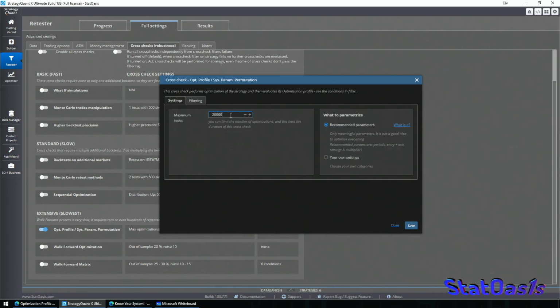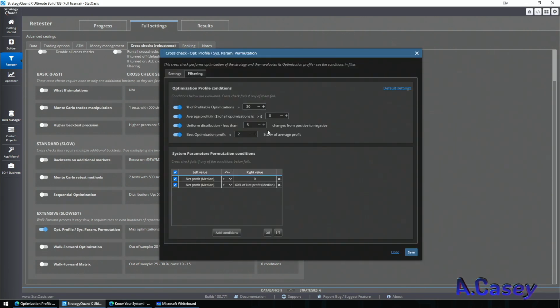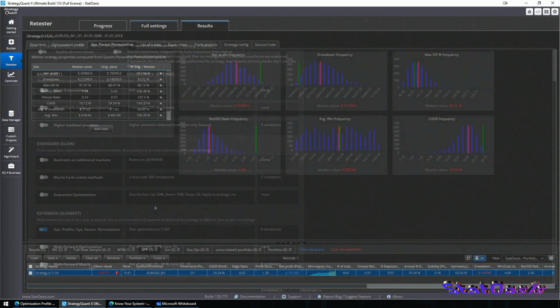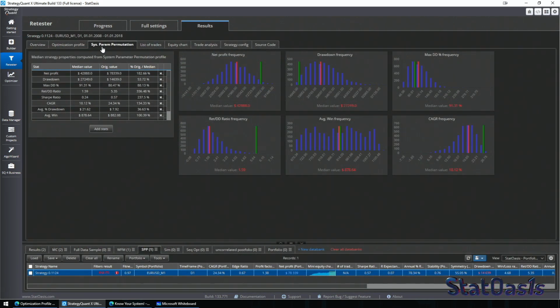So after 20,000, so this is 20, and if I do 21, you will get a 20,001, you will get this warning. And then you have filtering, and this is related to distribution, and I'll come to it in a second. So once you have that, you save it and you run the strategy. So this is the strategy and I run it, and this is the system parameter permutation.